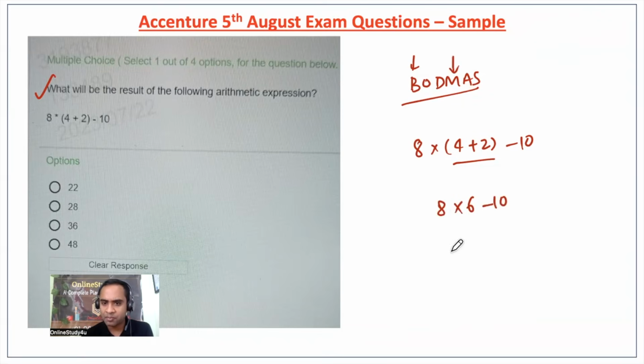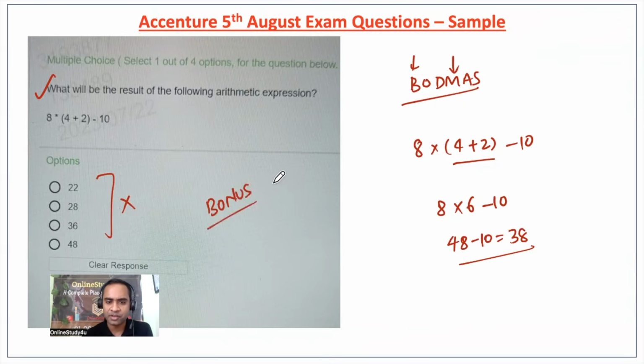And then we have to solve multiplication. 48 minus 10 is nothing but 38. And there is no such option here, right? So this was a bonus. So this was a bonus marks. You will get it for that because the question was wrong, right? So here you cannot see the option 38.